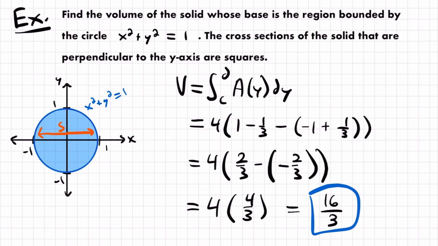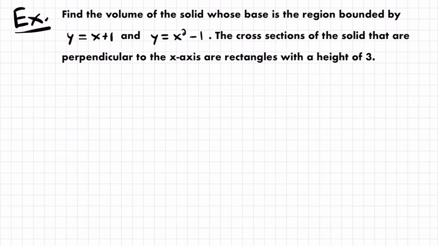All right, let's look at one more example for this video. All right, so here's our last example. We want to find the volume of the solid whose base is the region bounded by y equals x plus 1 and y equals x squared minus 1. The cross-sections of the solid that are perpendicular to the x-axis are rectangles with a height of 3.